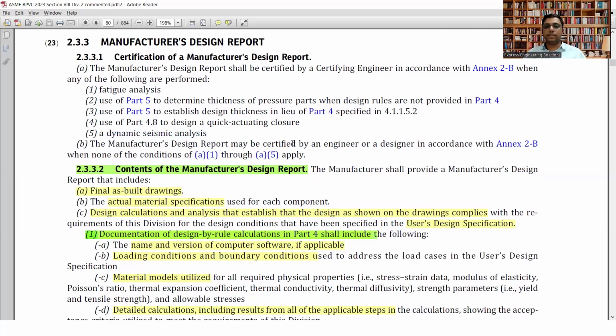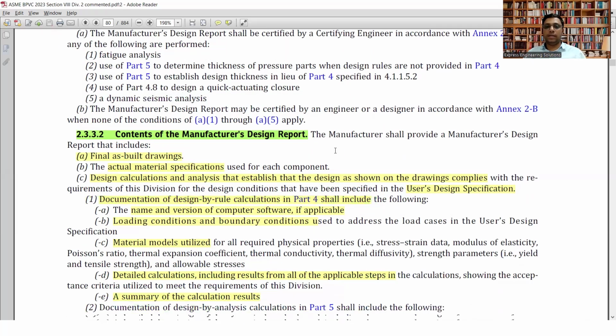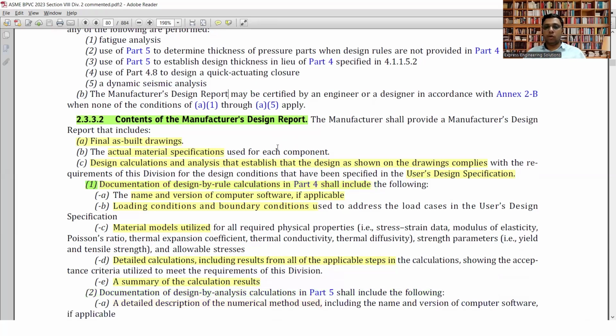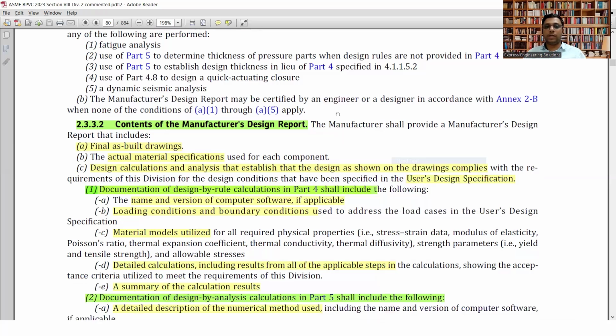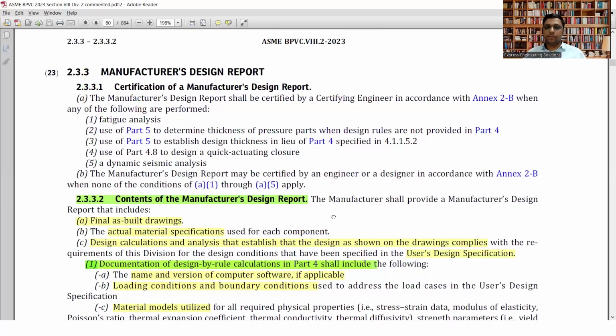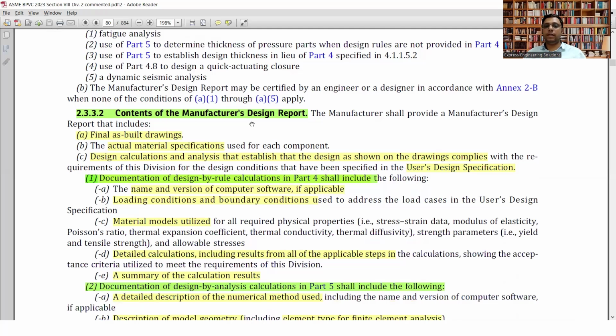In all the other cases, the design report may be certified by the engineer or the designer, as specified in the code. Who will be called an engineer, designer and certifying engineer? For that, there is a separate lecture that has been prepared, so you can refer to the same. Now let us come to the different things which need to be specified or considered in the manufacturer's design report. The manufacturer shall provide the manufacturer's design report that includes the following.